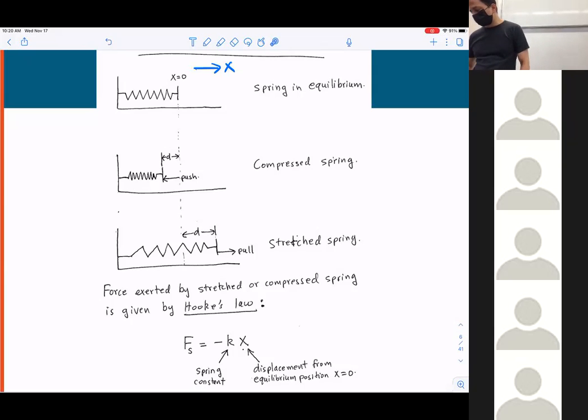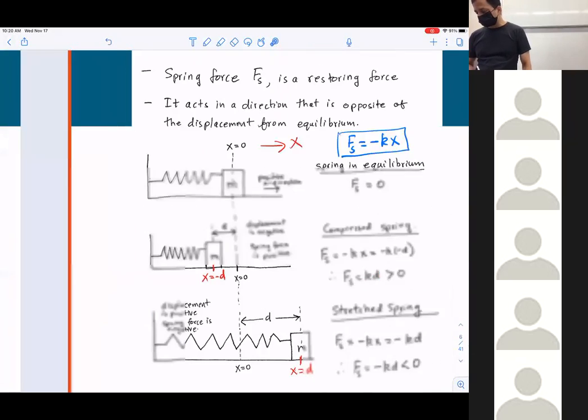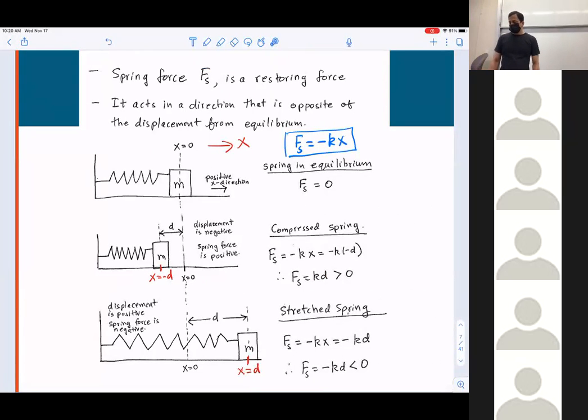So let's actually go to the next page for that. So let's imagine that you've attached some mass to the spring here, and the spring is now relaxed. Everything's at x equaling 0. According to Hooke's law, when x is equal to 0 here, then the spring force is 0. But now let's say you compress it by some amount. The new position here is x equals minus d.